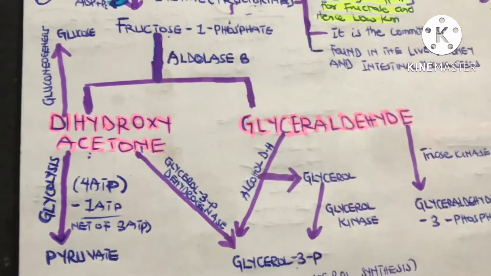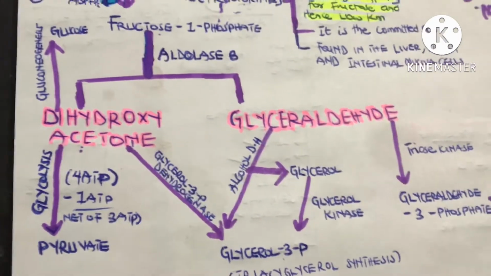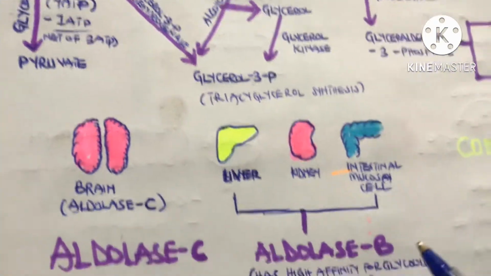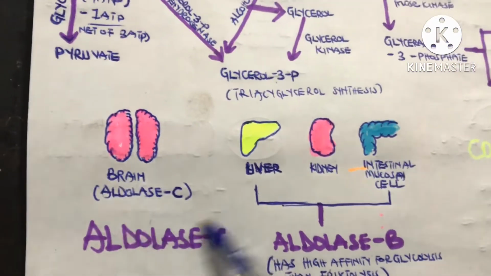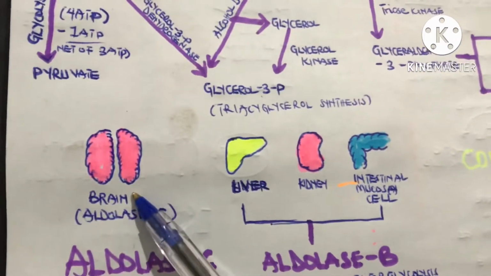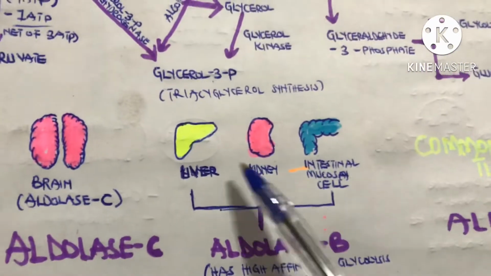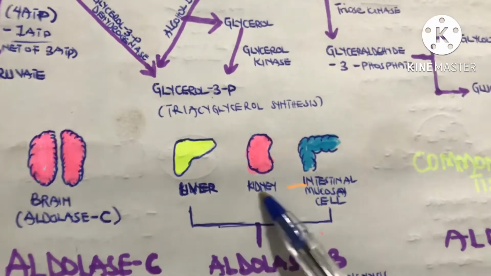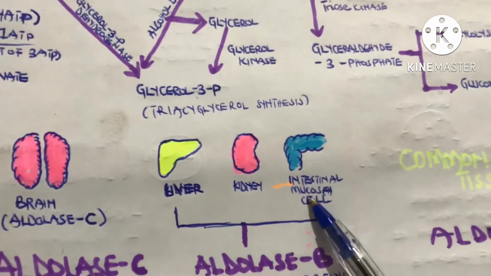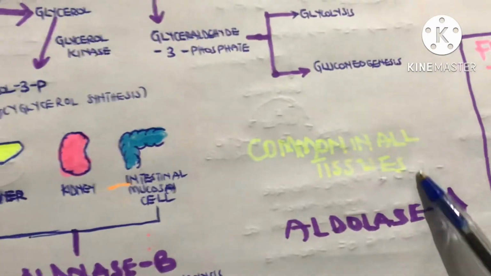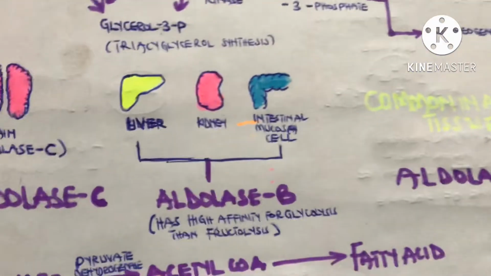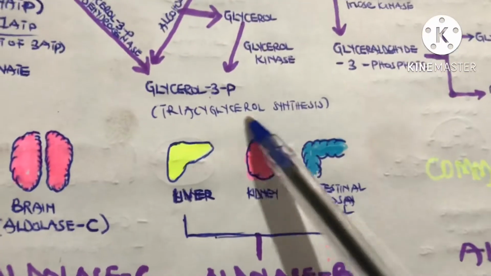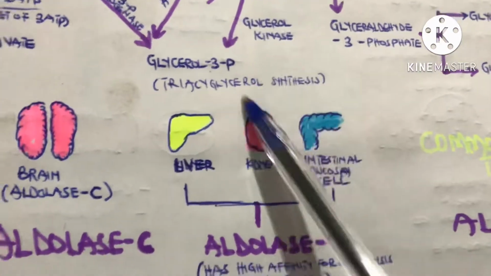We have 3 types of aldolases in our body. We have aldolase A, aldolase B, and aldolase C. Aldolase C is found in the brain. Aldolase B is found mainly in the liver, kidney, and also the intestinal mucosa cells. Aldolase A is common in all tissues, but mainly can be found in the skeletal muscles. Now let's look at how this triacylglycerol is being synthesized.